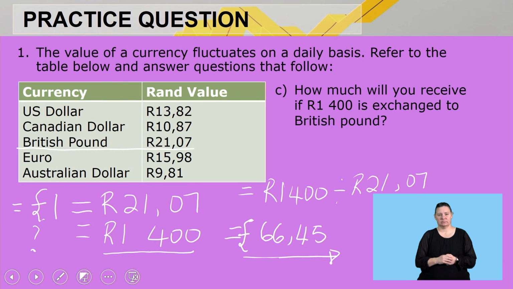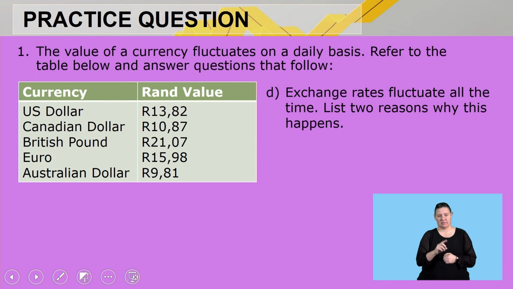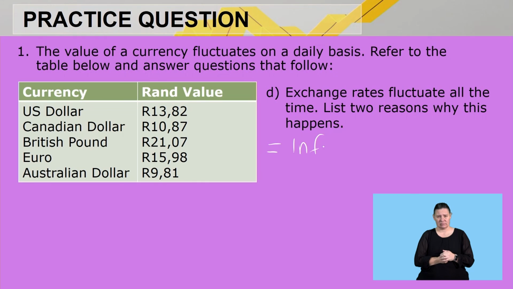Now, moving along to number D. Exchange rates fluctuate all the time. List 2 reasons why this happens. Remember, we have mentioned that it could be the instability of the government or of the country. It can be the exchange rate. It can be the inflation whereby goods and services are increasing and decreasing. Any answer that is relevant will be acceptable. So you can say it's due to the inflation or any other reason that you can think of.